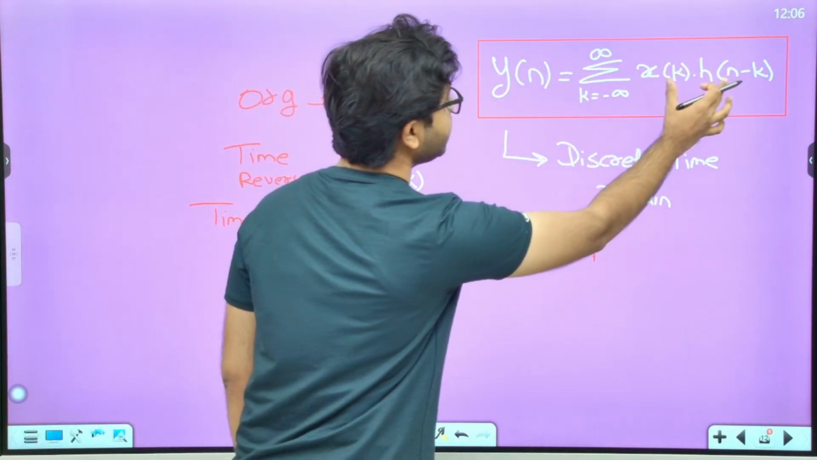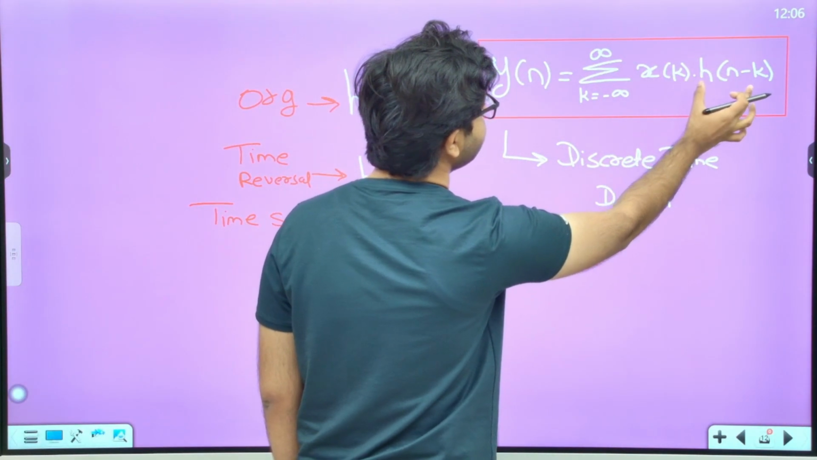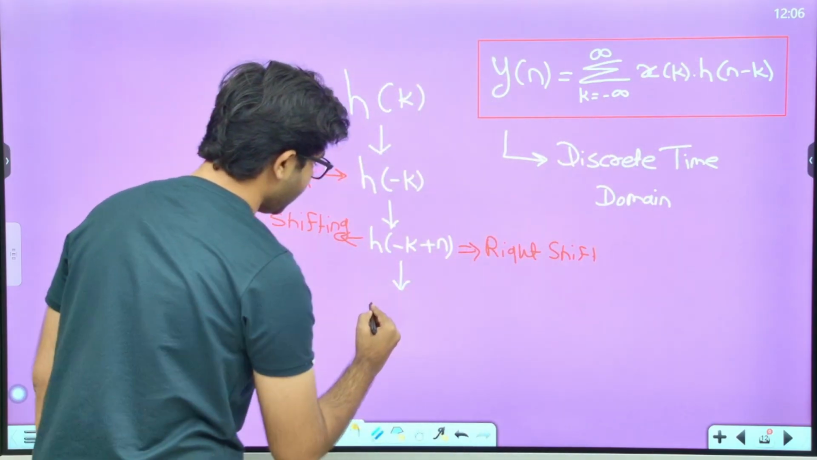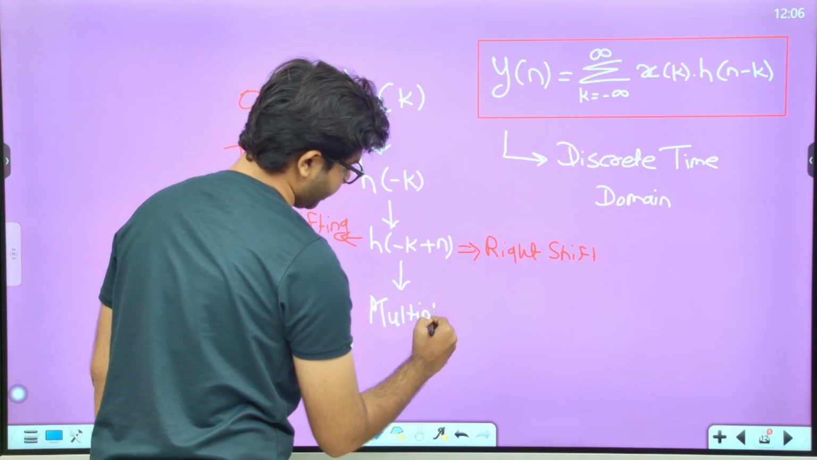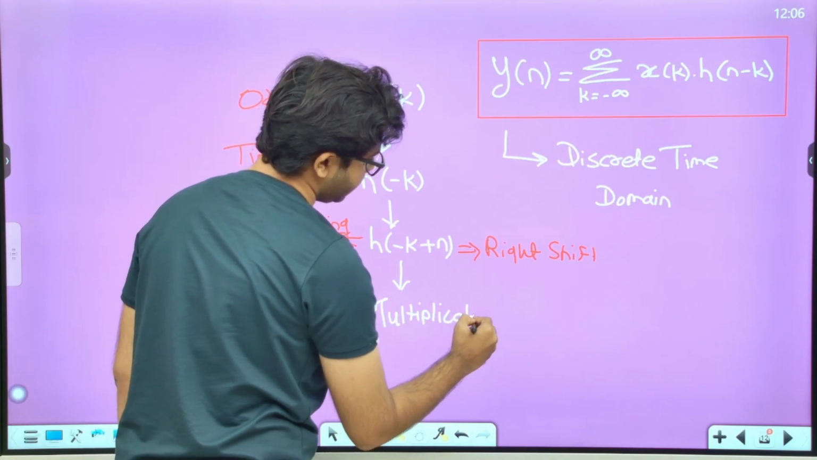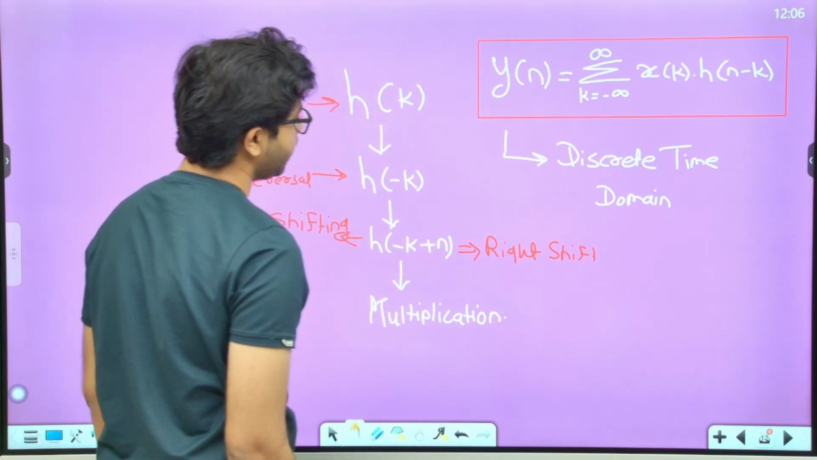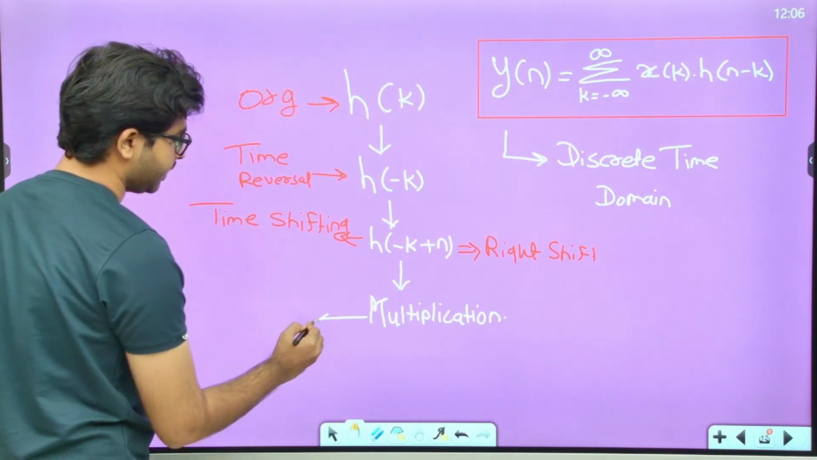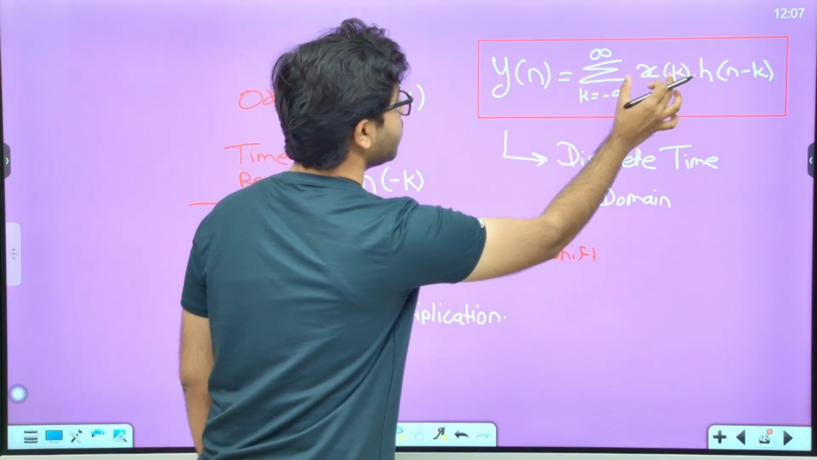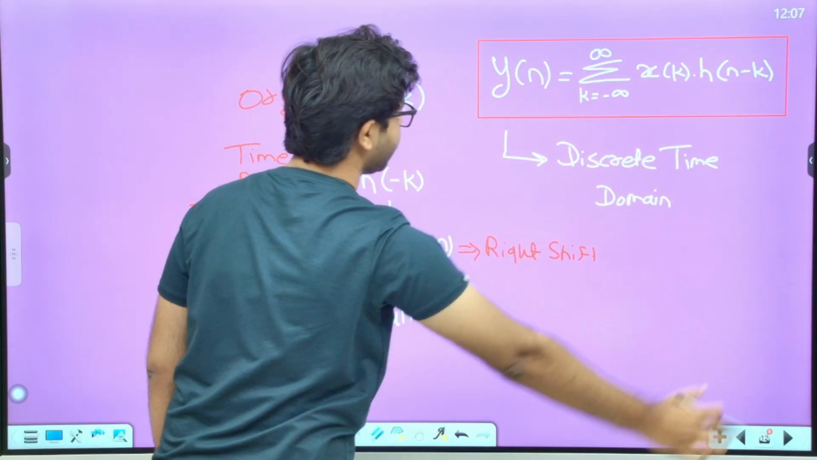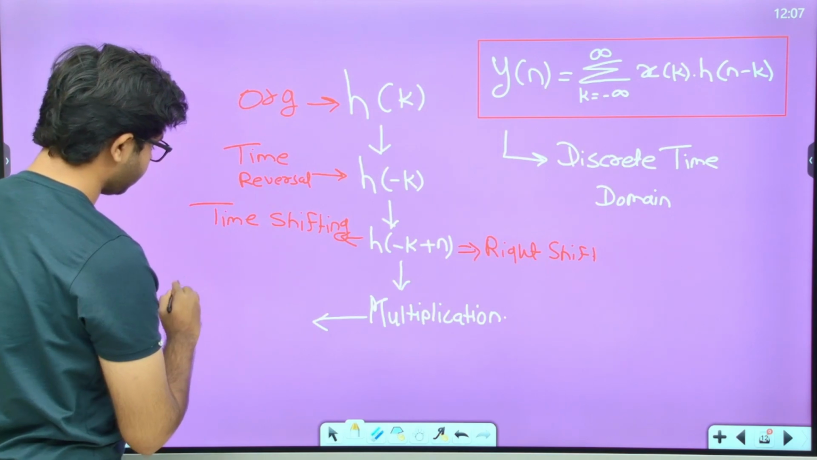Next, h of minus k plus n is multiplied with x of k, so a multiplication operation is involved. And next is the summation: the summation of x of k multiplied with h of n minus k. So this is the addition finally.